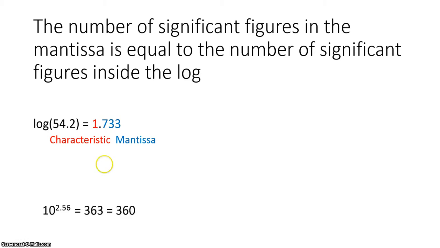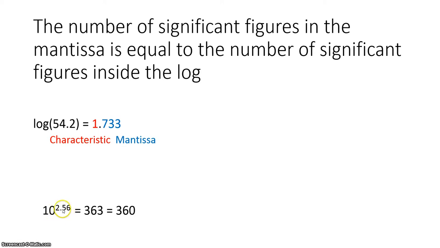If you want to find the antilog, so you want to take 10 to something, the number that you're taking 10 to the power of, the digits after the decimal place are the mantissa, and so this has to be reflected in the number of significant figures in the final answer. So here there are 2 significant figures in the mantissa.